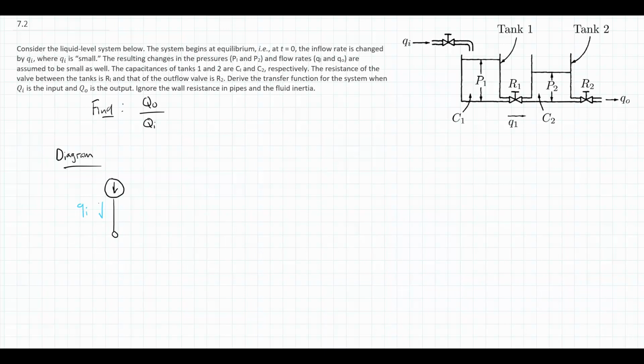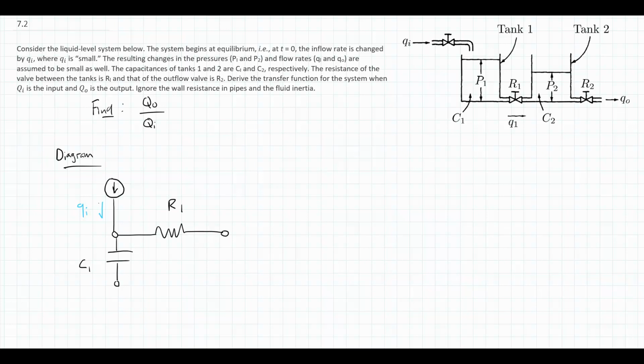Once we get into tank number 1, there'll be two things that can happen. We can have some of that flow, some of that fluid, going to filling our tank, so that's going to go across this capacitor. And some of it can go into tank 2, so it's going to go across that valve R1 as it makes its way to tank 2.